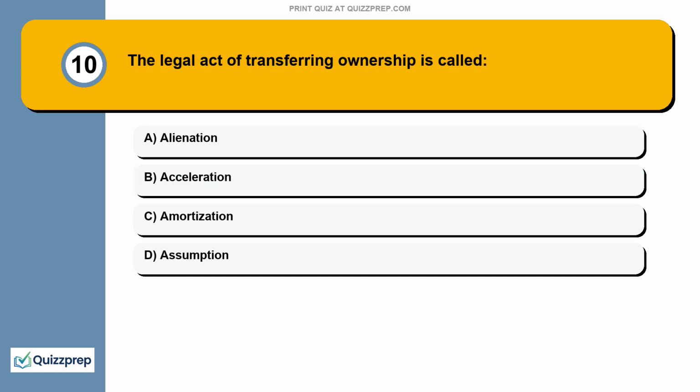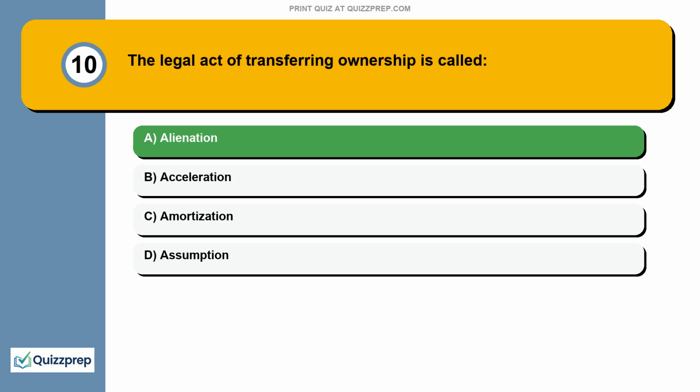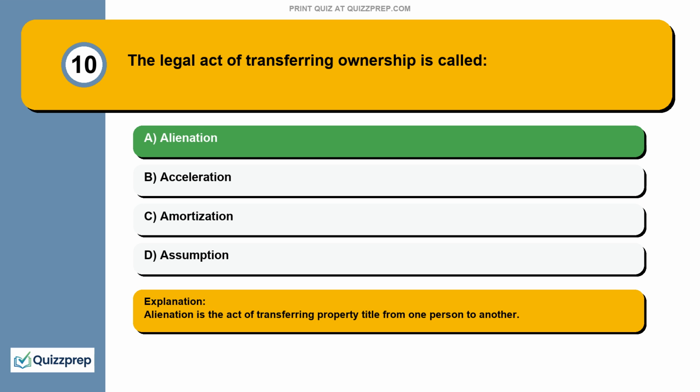Question 10. The legal act of transferring ownership is called alienation, acceleration, amortization, assumption. Alienation is the act of transferring property title from one person to another.